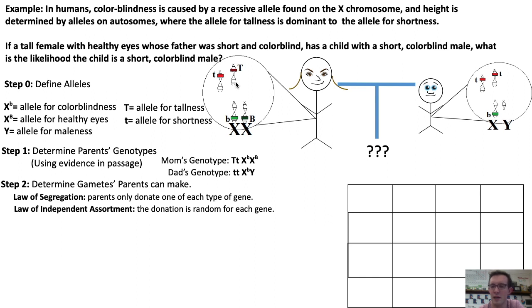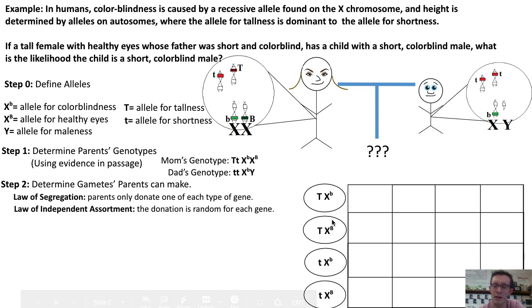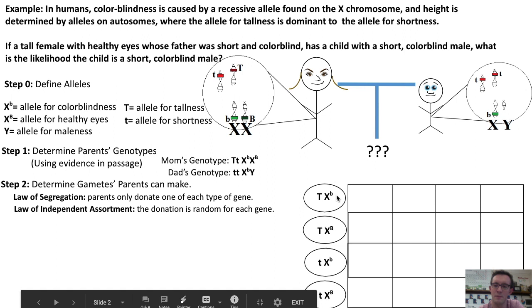So for instance, the mom, in her egg cells, could donate the tall allele and the colorblind allele, or she could donate the tall allele and the healthy eye allele. And we'll write these different combinations on the side of our Punnett square here. But likewise, the mom could also donate her short allele. It's random. So she could donate her short allele and the allele for colorblindness, or she could donate her short allele and the allele for healthy eyes. So we'll write out all the possible combinations on the side of the Punnett square.